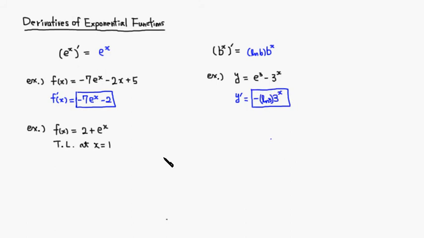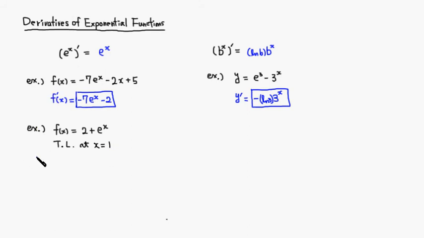Alright, so let's look at another example. This is an example where we need to find an equation of the tangent line. You have a function f of x is equal to 2 plus e to the x, and we want to find an equation of the tangent line to the graph of this function at x equals 1. So let's do that.